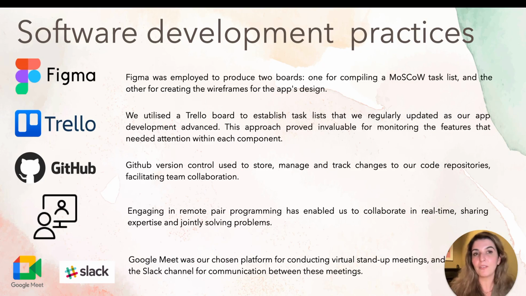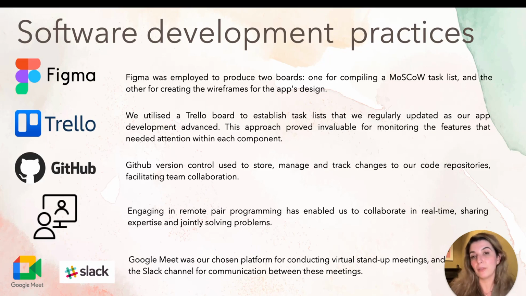In terms of software development practices, Figma was employed to produce two boards. One was used for compiling a MoSCoW task list, musts, shoulds, coulds, and woulds, and the other for creating the wireframes for the app's design. We utilized the Trello board to establish task lists that we regularly updated as our app development advanced. This approach was invaluable for monitoring the features that needed attention within each component.